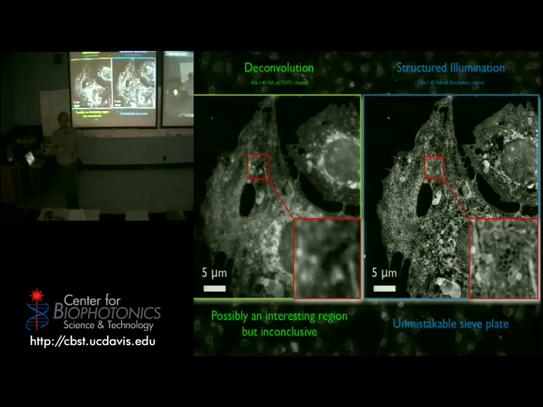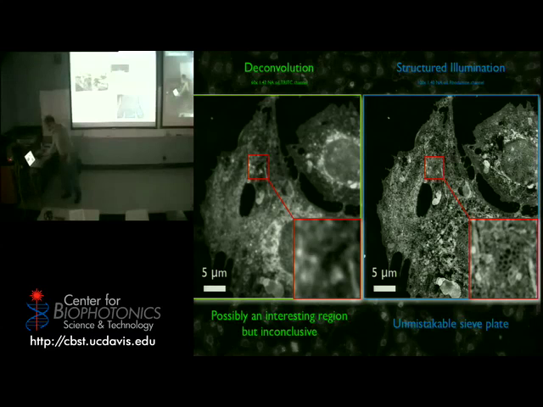But we'll have to ask them that question tomorrow, how fast they've gotten it. But the idea is to make it video rate, because ideally we'd see processes happening in living cells in real time. That would be the goal. Okay?